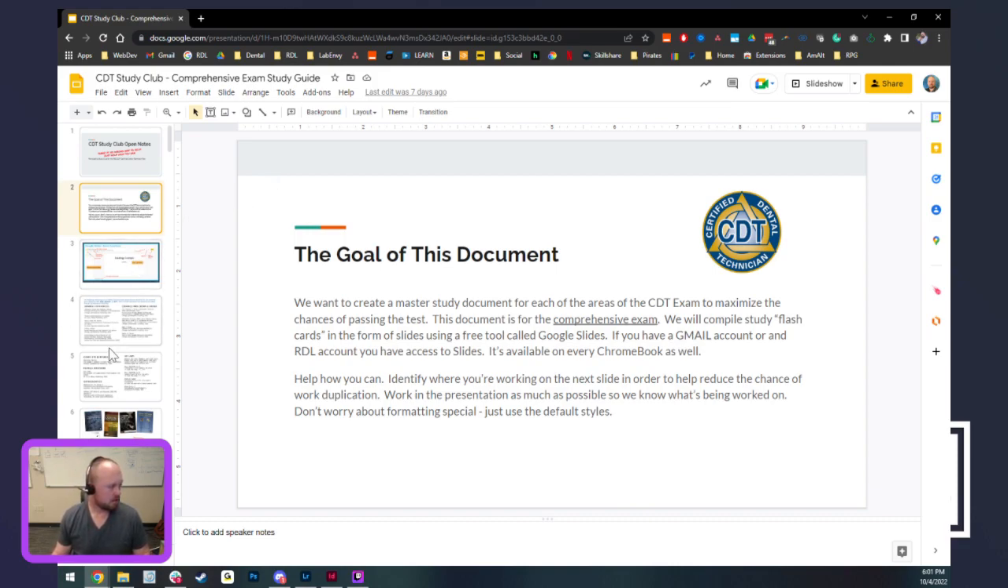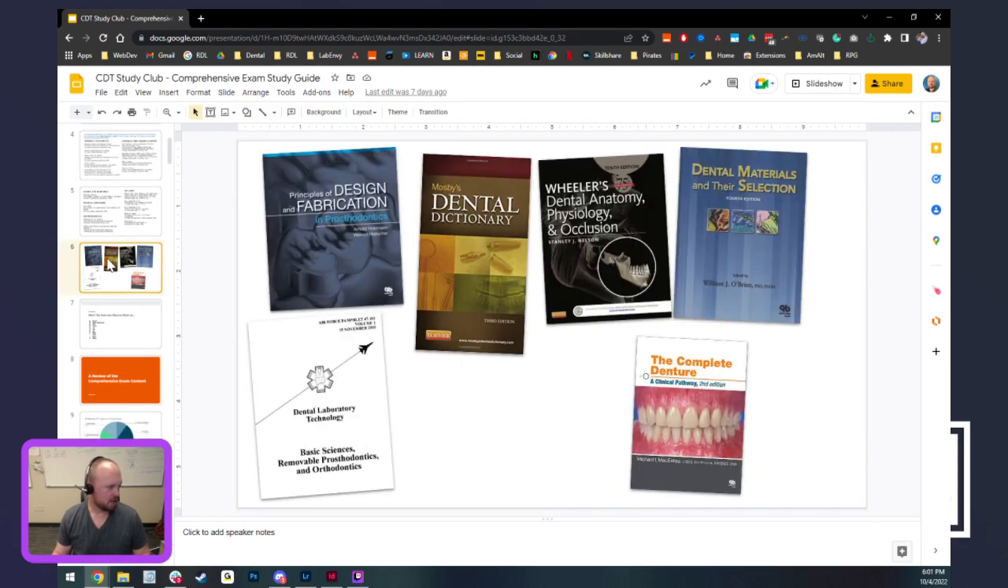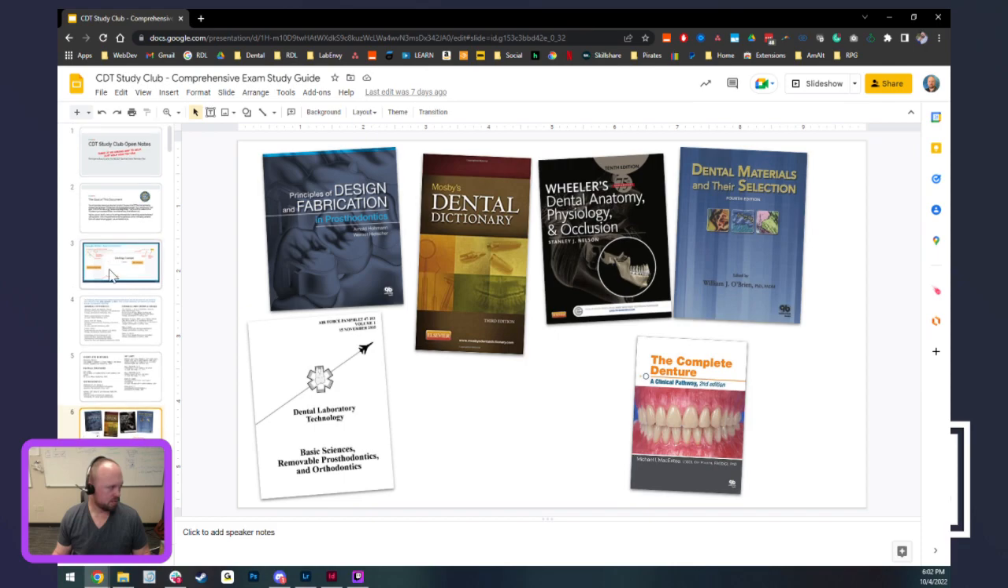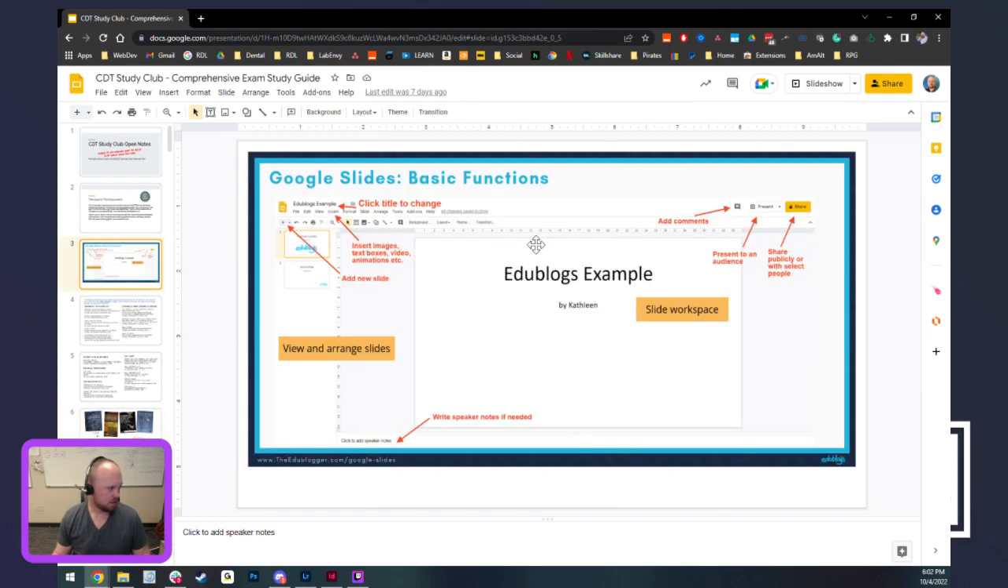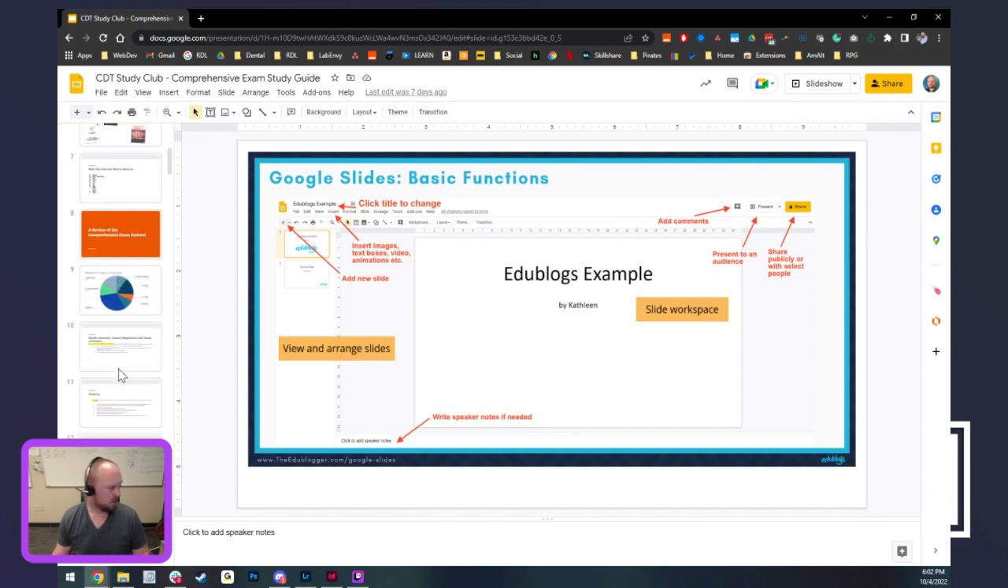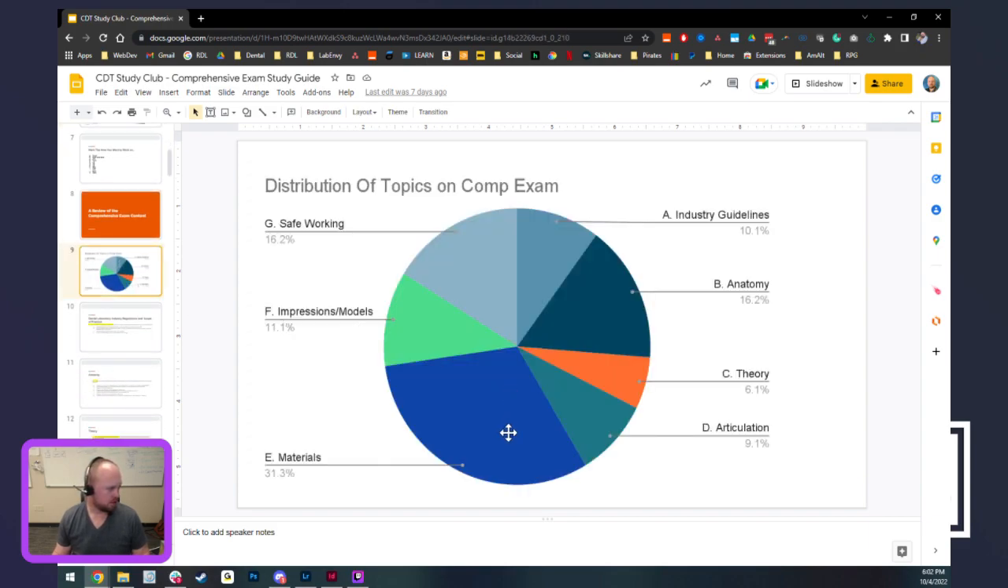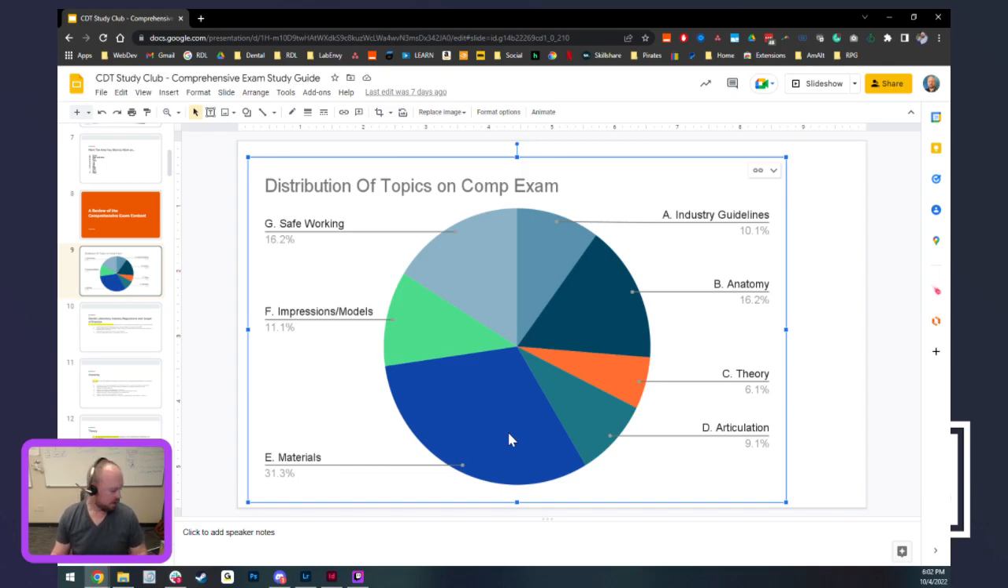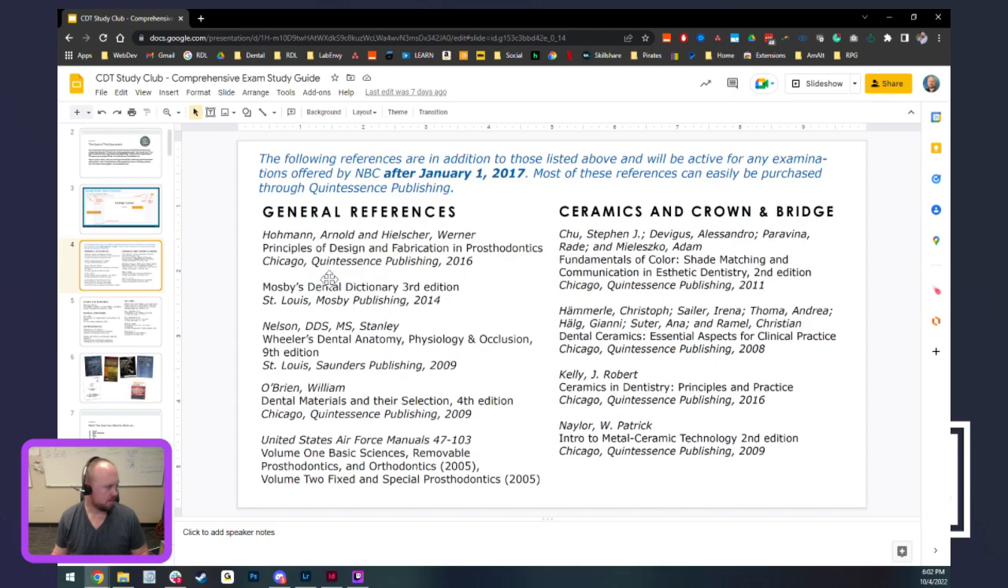So moving on, I think we're all familiar with Google Slides at this point. If you're not, it's pretty straightforward. All we're going to do is make some new slides here. We're using this template, and we will work together. Again, the biggest portion of content is from materials. In our team, we are using Elsevier's Dental Materials book, and there's also the one that's officially recognized by the CDT National Board of Certification, but this one's pretty good. So Wheeler's Dental Anatomy is now out of print from 2009. There's not a current version of it, so we've been using Dental Anatomy from Elsevier.